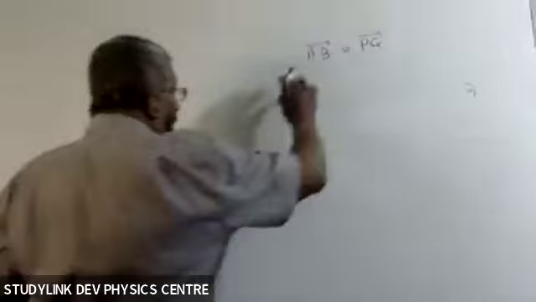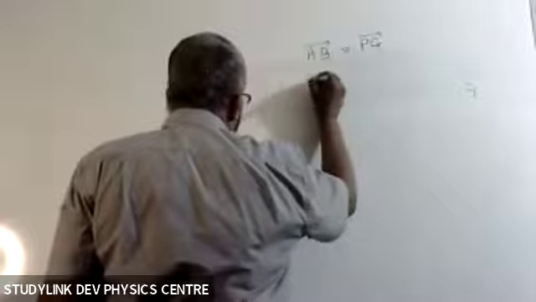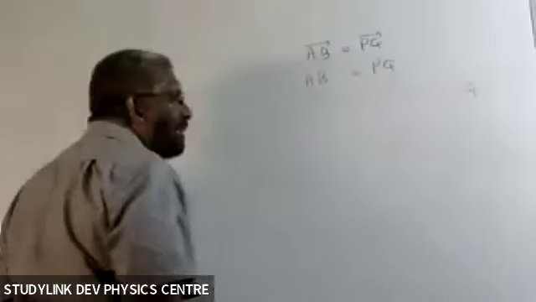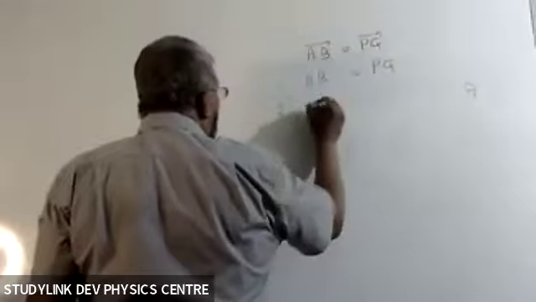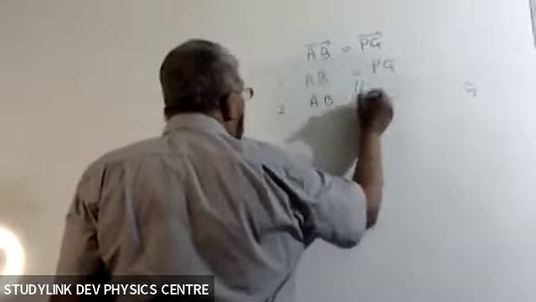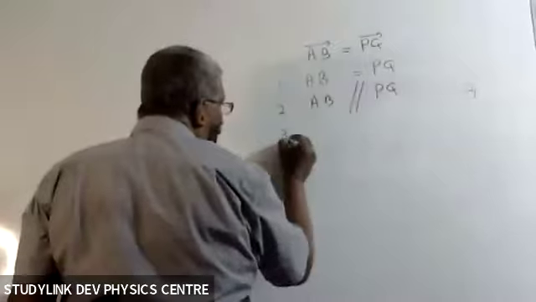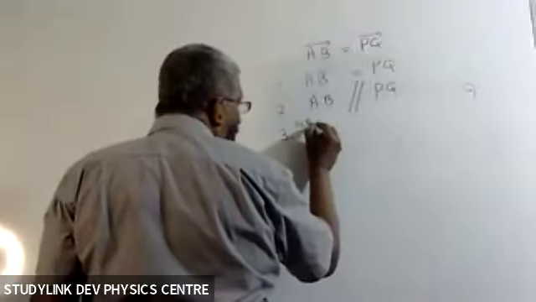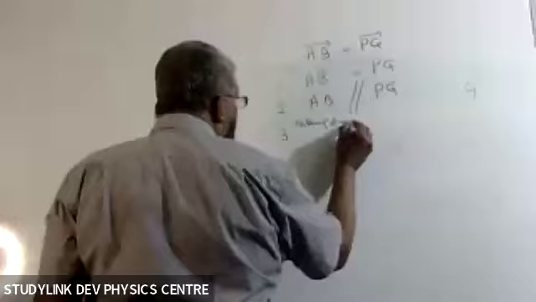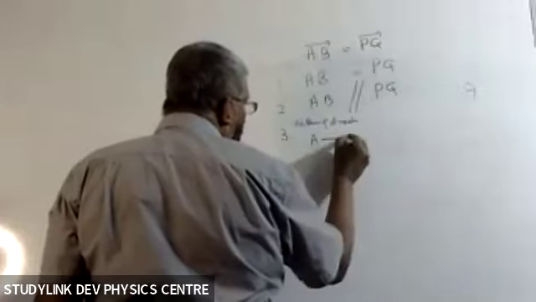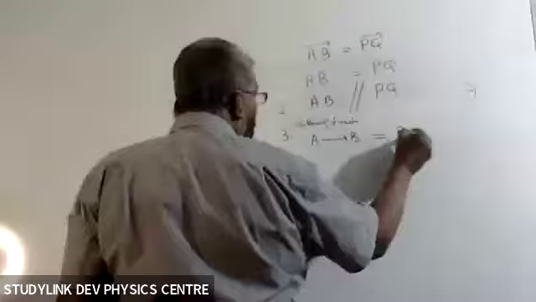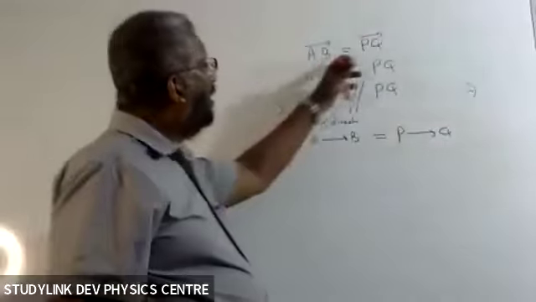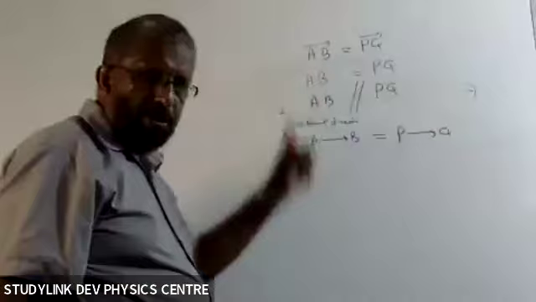Magnitude is concerned first one. Now AB is equal to PQ. Then AB value must be equal to PQ. The lengths are equal. Number two, AB must be parallel to PQ. Number three, acting direction A to B must be equal to P to Q. Those three conditions are like that, then only AB is equal to PQ. No doubt.